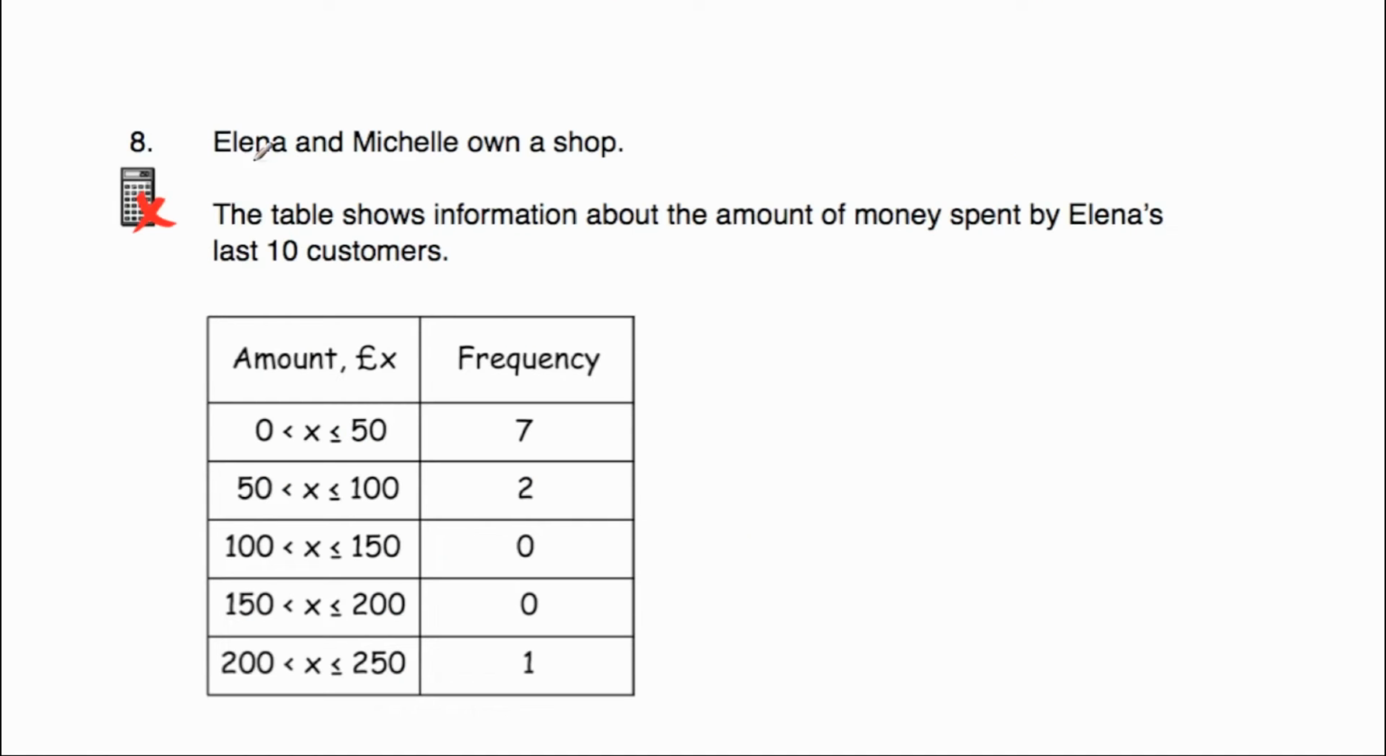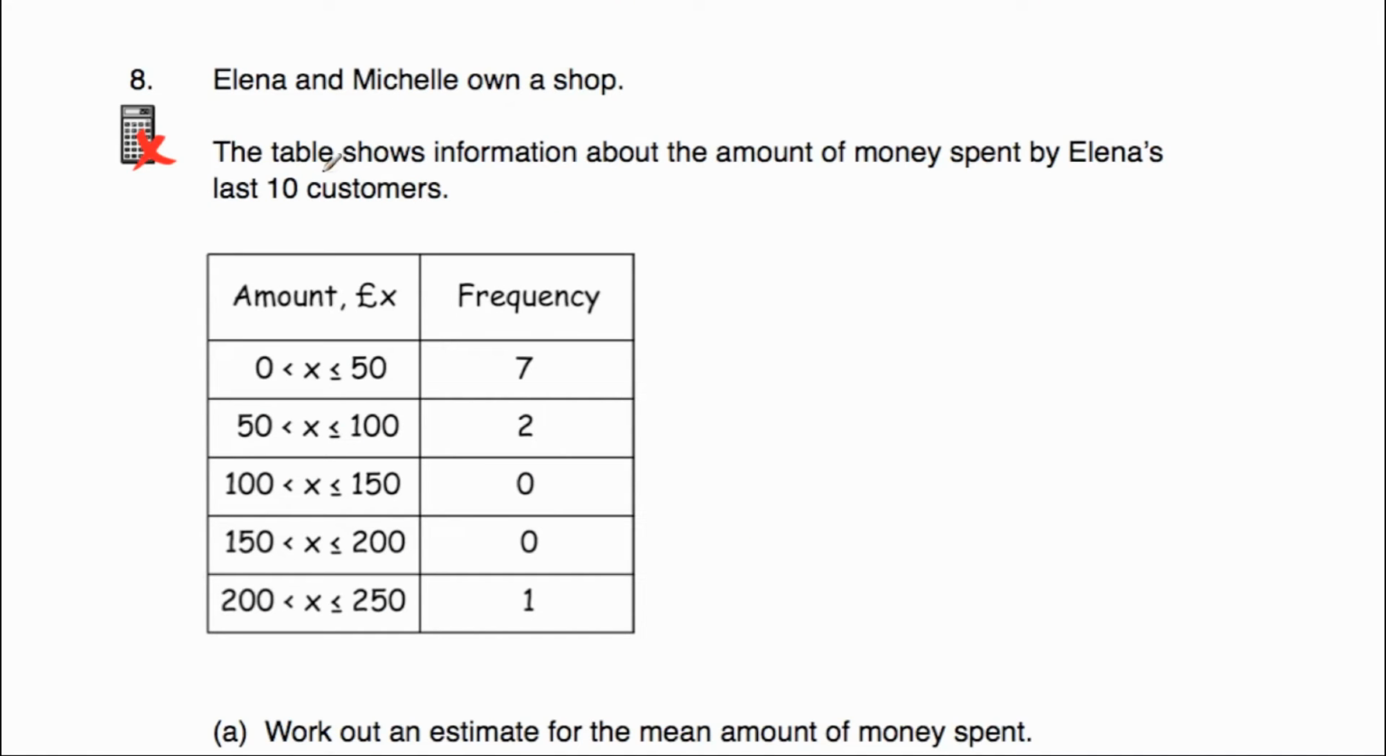So question number 8. Elena and Michelle own a shop, and the table shows information about the amount of money spent by Elena's last 10 customers. So we've got this table, and it's the amount of money spent by 10 customers. So we've got 7 customers spent more than 0 and less than or equal to £50. 2 customers spent more than £50 but less than or equal to £100. And then finally, we've got 1 customer that spent more than £200 but less than or equal to £250. And our question says, work out an estimate for the mean amount of money spent. So we need to work out an estimate of the mean for this table. Okay, so we're going to add on our 2 columns, midpoint and fx.